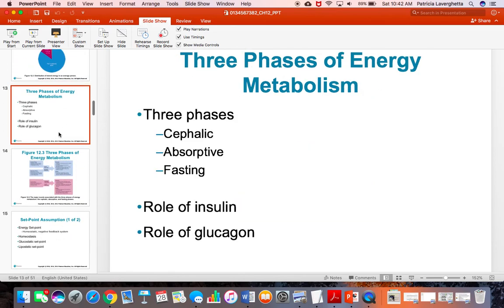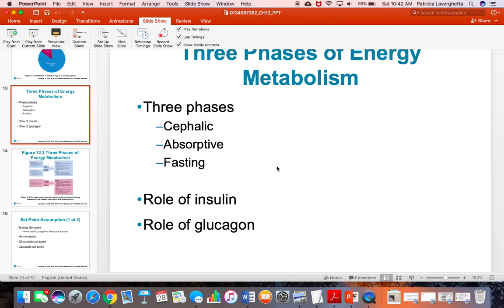Make sure you go through here. You can see the different phases of metabolism, the cephalic, absorptive, fasting, and so forth. Glucagon, like I mentioned, the liver essentially serves as a short-term storage of calories, of energy. So that's what the glucagon refers to, and this is all in your text. Insulin is a substance that allows the glucose to get into the cells of the body. So that's a critical component.